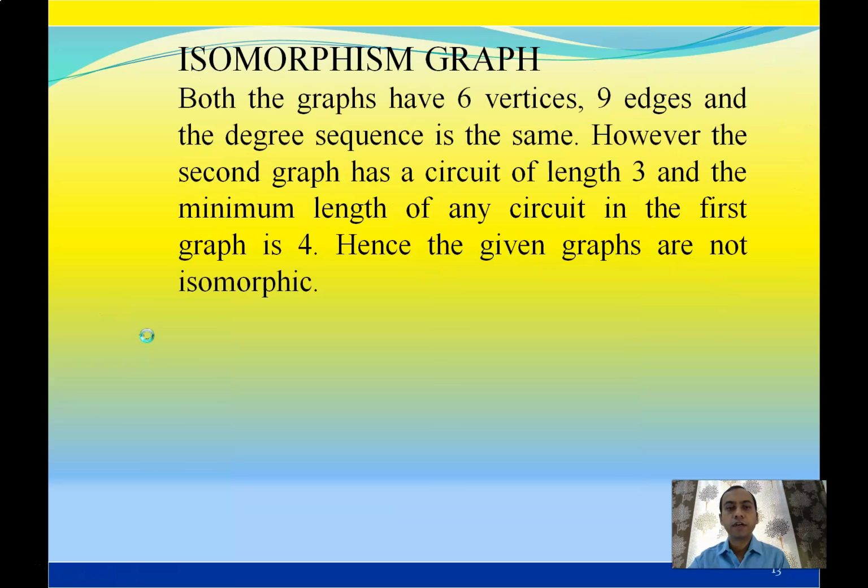Okay, so what did you find? So here both the graphs have 6 vertices and 9 edges and the degree sequence is the same. However, the second graph has a circuit of length 3 and the minimum length of any circuit in the first is 4. Second graph has circuit length 4.